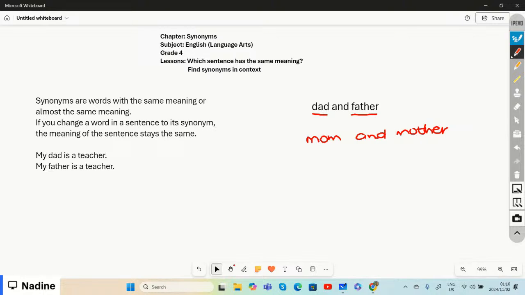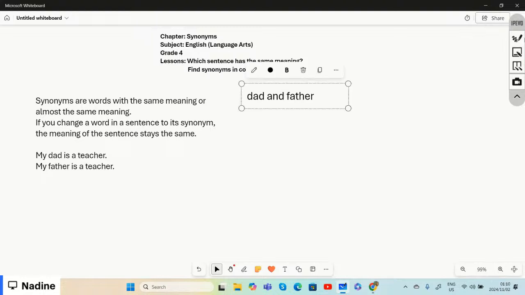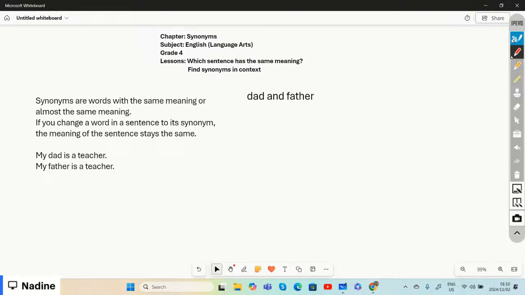All right. And if we look at more words that are synonyms, I'm going to write down a few synonyms. I'm going to write down a few words, and then you're going to choose the word that is the same as that specific word, right?